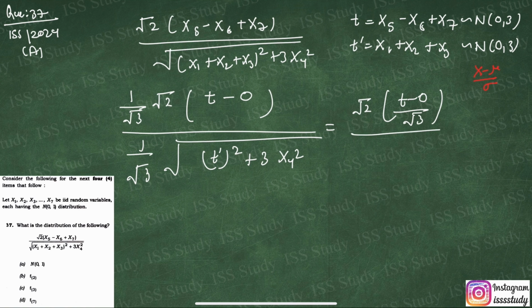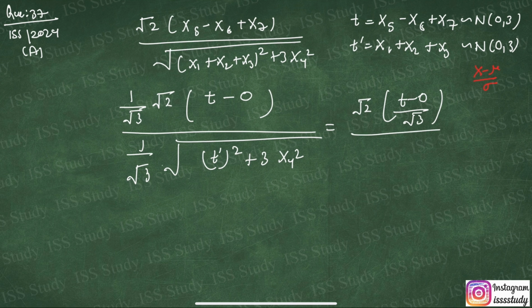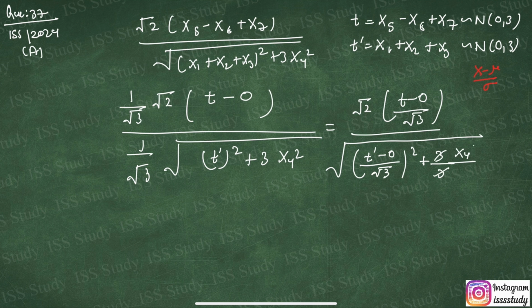And now in the denominator, I'm going to take this root 3 inside the root. Root 3 going inside the root will be the square of this root 3. So we can write t dash whole upon root 3, whole square, and I can also write minus 0 because it will not affect anything. Now plus, I have to multiply 1 upon root 3 whole square with the second term. So we can cancel out the 3 from the numerator and the 3 from the denominator, and there is X4 whole square.